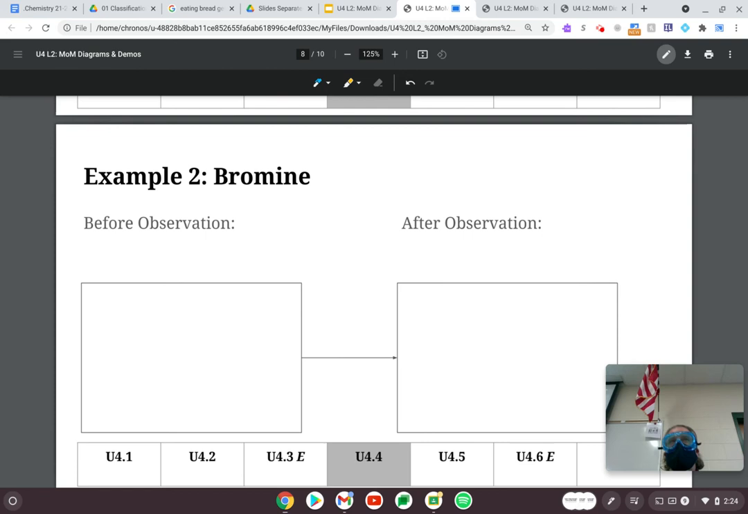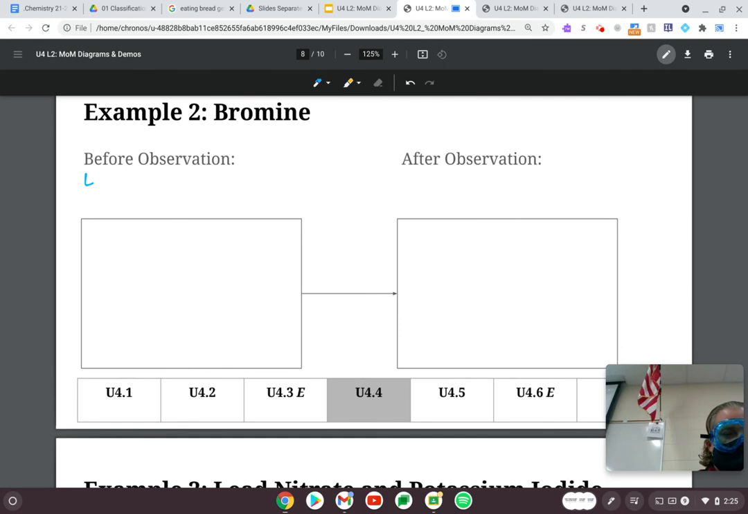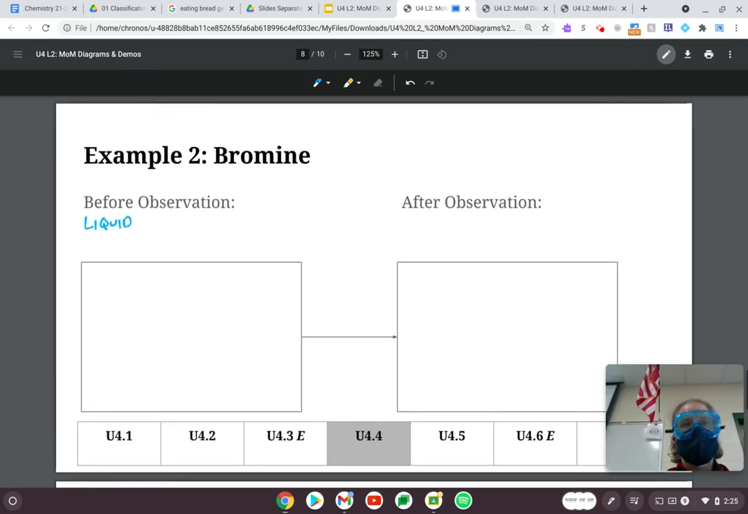So, state of matter. Okay, good. Please come back. Focus. State of matter, we said, was liquid. Good. Many of you made the observation that the tube was light orange.